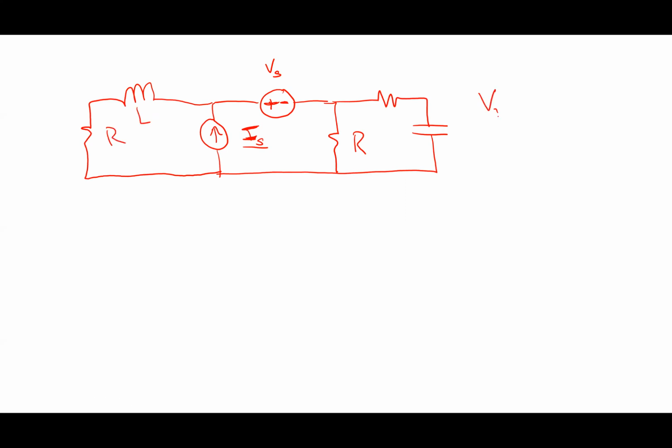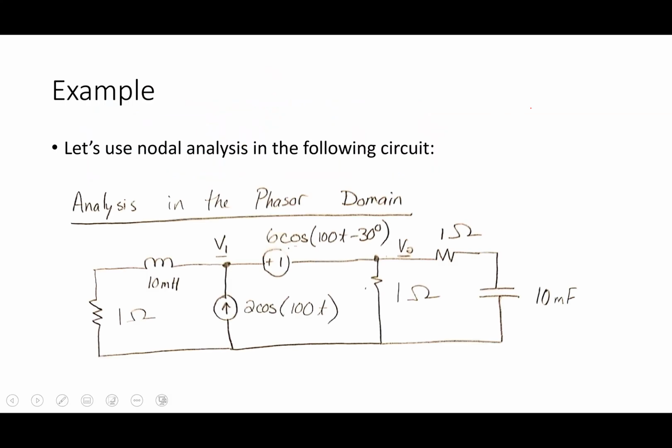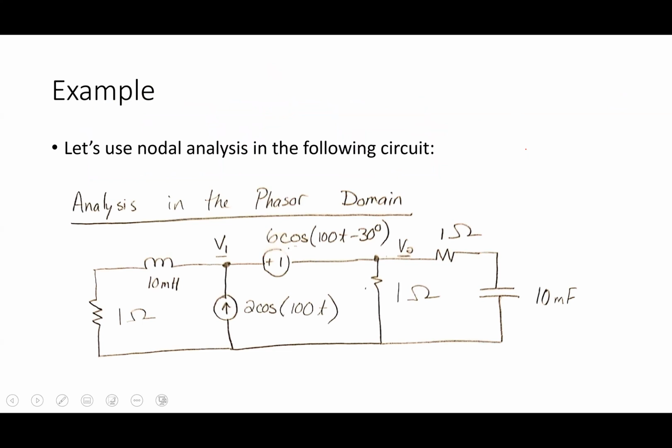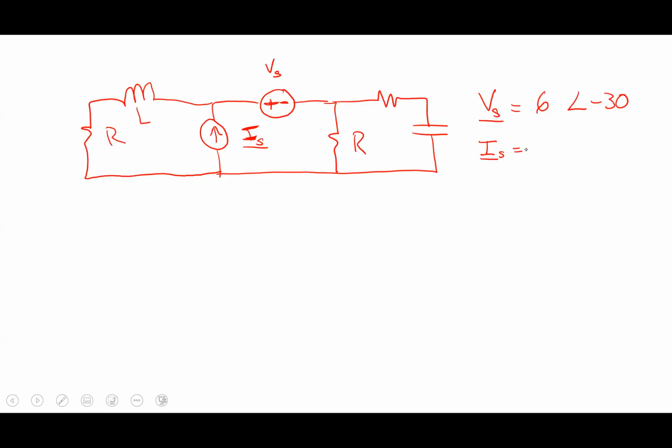And VS, if I look at that previous slide, is 6 cosine 100t minus 30 degrees. So what's the phasor for that guy? 6 angle negative 30. Okay. And for IS, it is what? 2 angle 0.